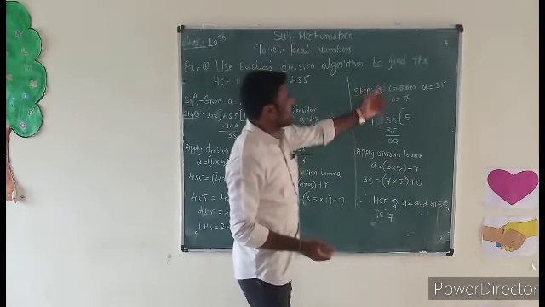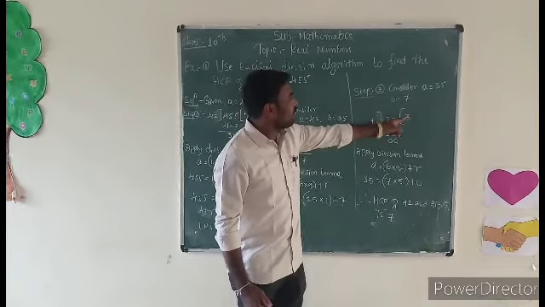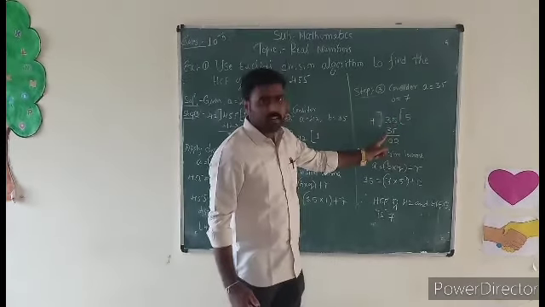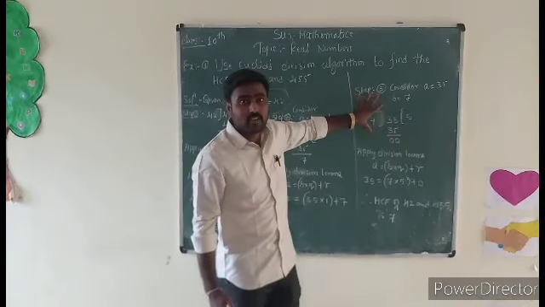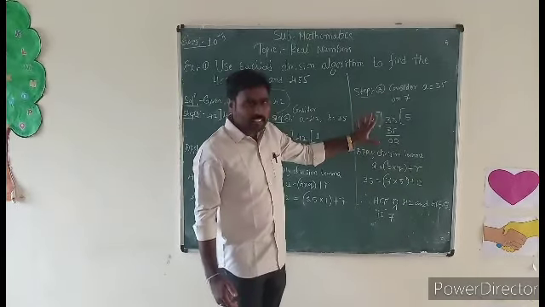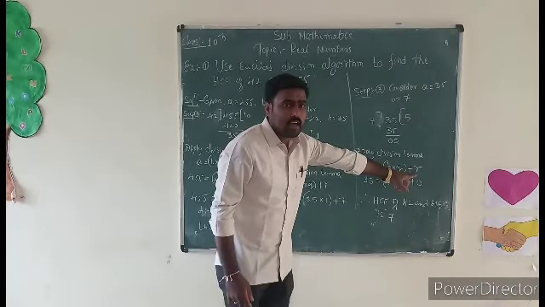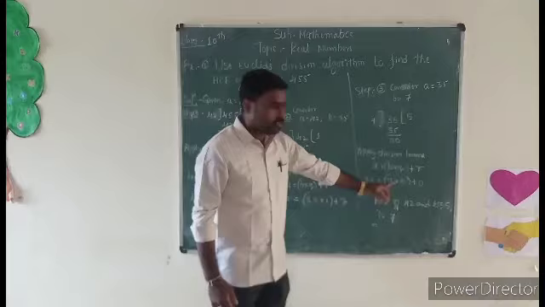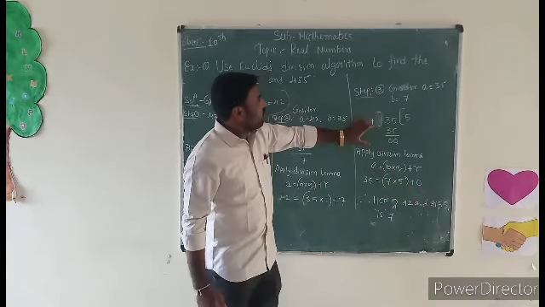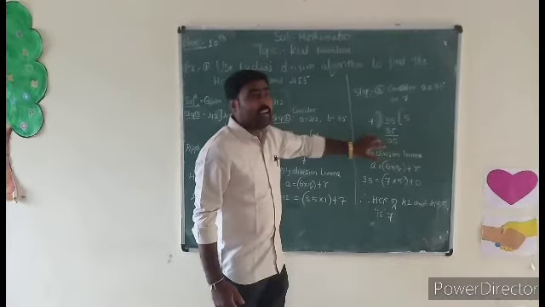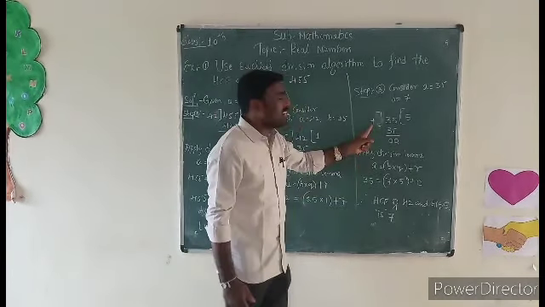Again we follow the division step. 35 divided by 7: 7 fives are 35. So the remainder is 0. In the third step we got remainder 0. This is the last step. Here apply the division lemma, a = b × q + r. So 35 = 7 × 5 + 0. Here we got the remainder 0. Then the HCF is 7.